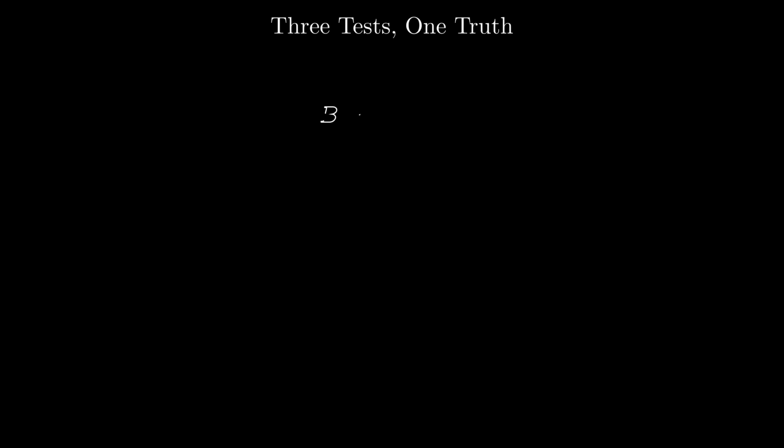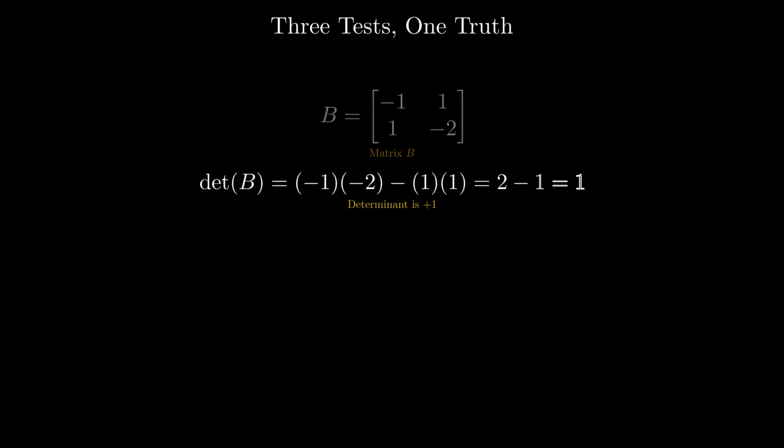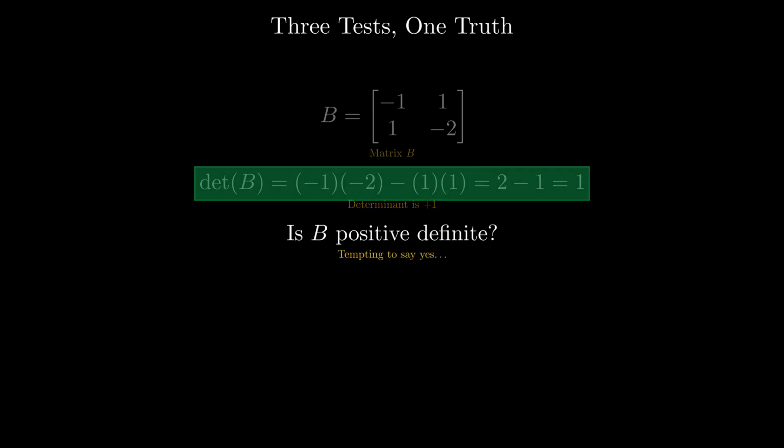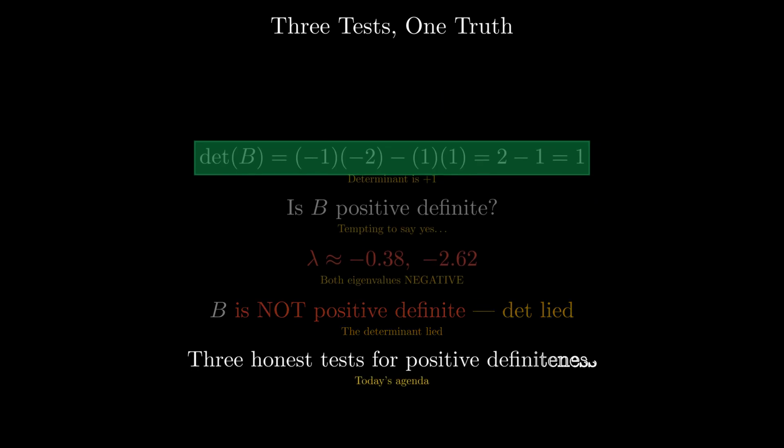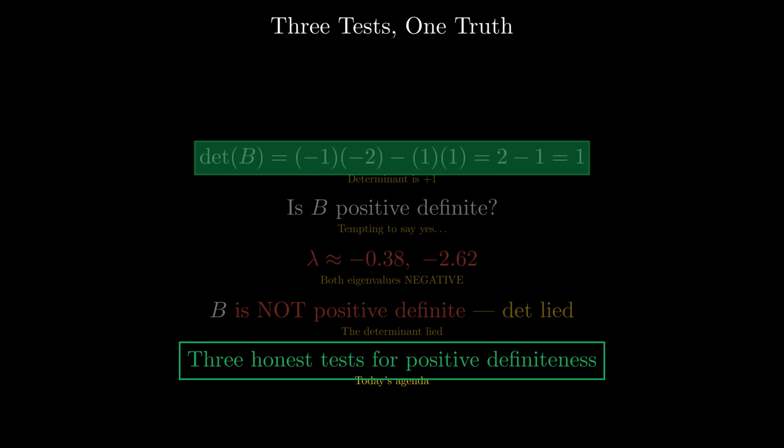Here's a matrix B with entries negative 1, 1, 1, negative 2. Its determinant equals positive 1. Quick question, is B positive definite? Tempting to say yes. But both eigenvalues turn out to be negative. The determinant lied. Today we'll cover 3 honest tests for positive definiteness, and one of them is shockingly fast.